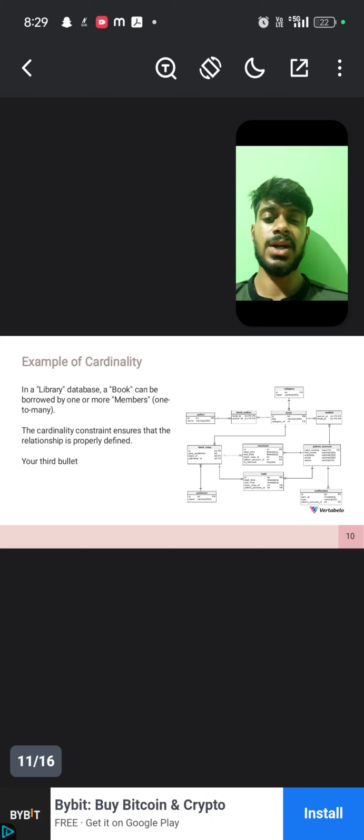Examples of cardinality. In a library database, a book can be borrowed by one or more members, one-to-many. Cardinality constraint ensures that the relationship is properly defined.